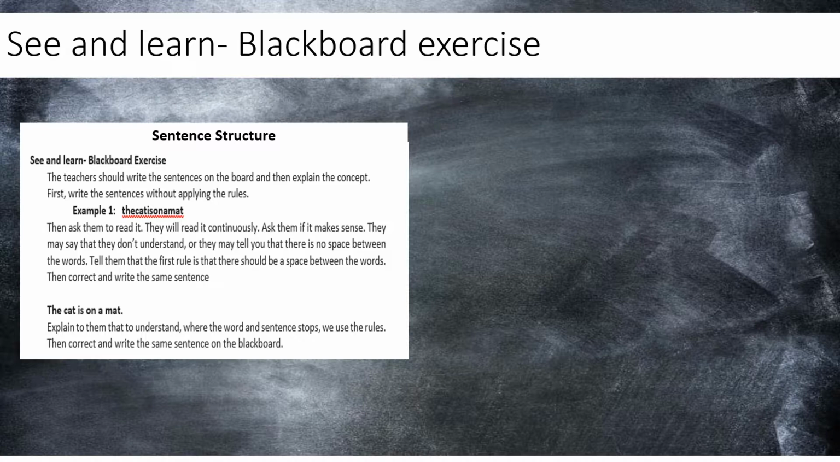In this exercise, you'll be writing the sentences on the board without using the correct sentence structure. Then you ask them to read it. By doing that, they will be able to understand that the sentence doesn't make sense without a sentence structure. Even if they do not know each of the words, they will still understand that something is wrong. They are not able to make sense of the entire sentence. So like this, you will be using non-examples, so to say, that is, sentences which are wrong, to help them understand that we use a sentence structure for clarity.